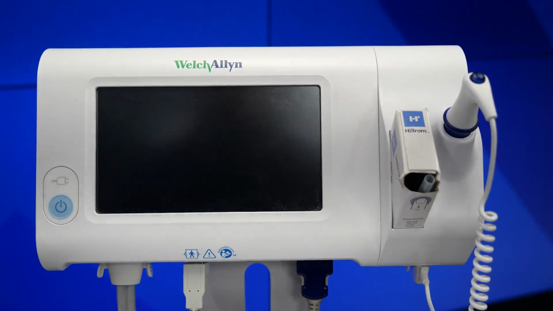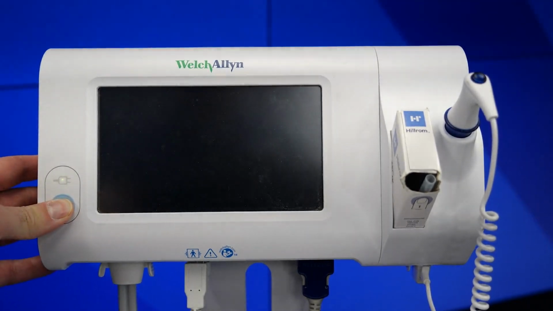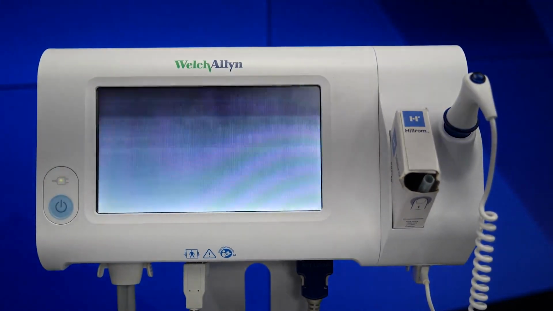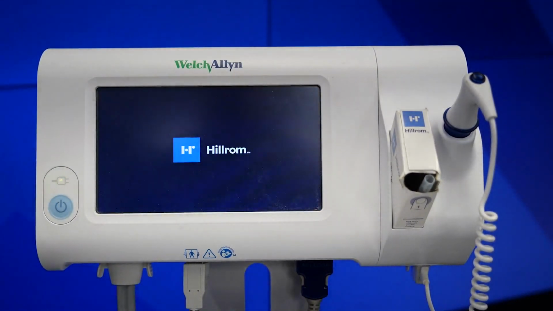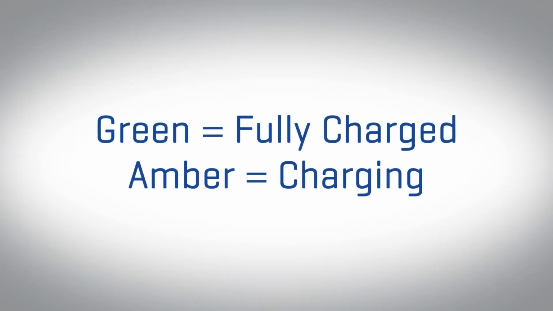Now let's review the physical device and the software user interface. To power on the device, push and hold the blue button on the lower left side of the device face. Once you do that, a small light immediately above the power button will flicker, and the splash screen will appear as the device undergoes its boot-up process. The light above the power button will glow green when the device is fully charged and/or amber when charging.